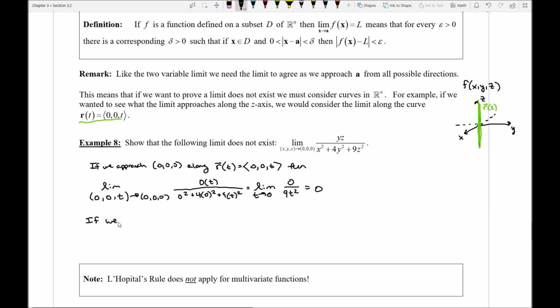So what if I said something like, if we approach 0, 0, 0 along, let's come up with a new function here. I'll call this r number 2 of t. But I'm going to create this as 0, t, t. Okay, that's going to be the formula that I'm going to end up with. And I think that's a path that leads me to 0, 0, 0.